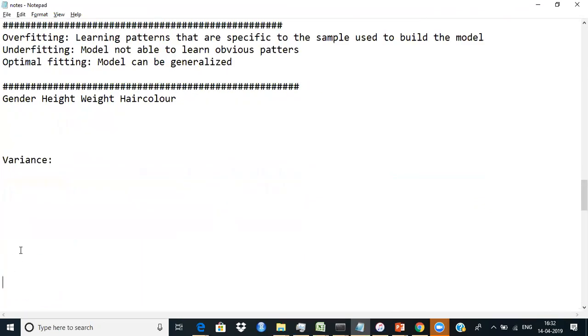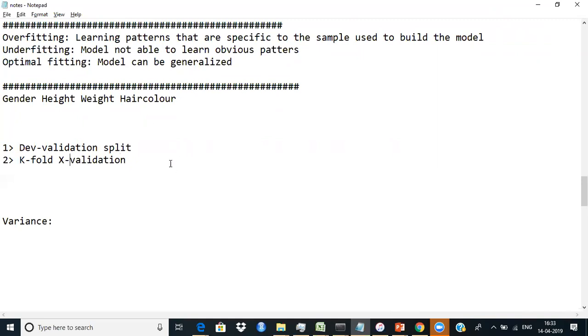What we do is, there are 2 ways of measuring this. One is known as development validation split. Second is known as k-fold cross validation. It's written as k-fold X validation, but it's k-fold cross validation.